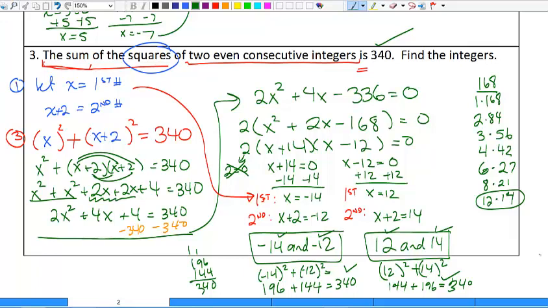Excellent. So we have checked our work. That was step 5 down here, that we were checking. We've solved our problem, and we have found the integers. There are two sets of possible integers that will solve this problem.